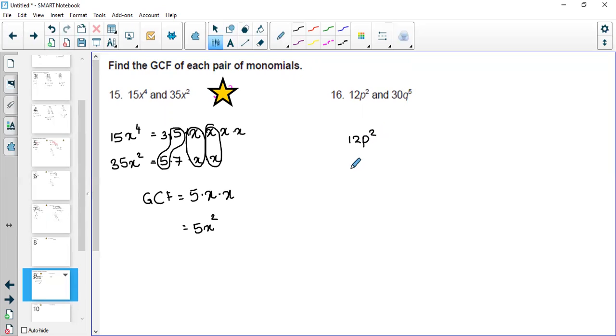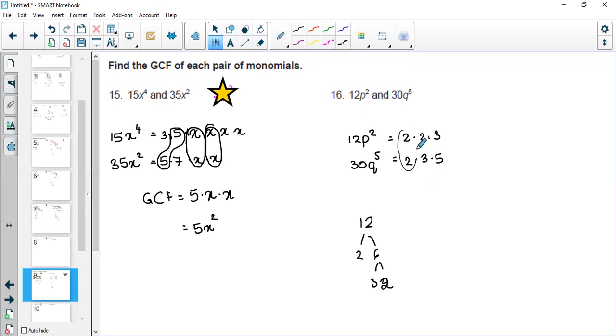So what about this? 12p squared and 30q to the power of 5. Now, what I'm going to do first is find the prime factorization for 12 and 30. So the prime factorization for 12 is going to be 2, 2, and 3. Well, I'm doing this mentally. Okay, if you are not comfortable doing it mentally, you can do it this way. So 2, 2, 3. Then for 30, it's going to be 2 multiplied by 3 multiplied by 5. 2 3s are 6, 6 5s are 30.